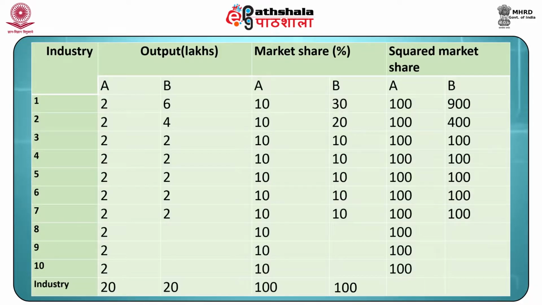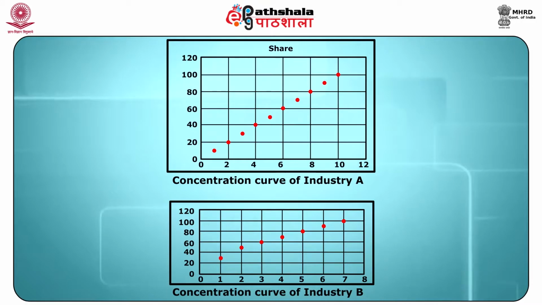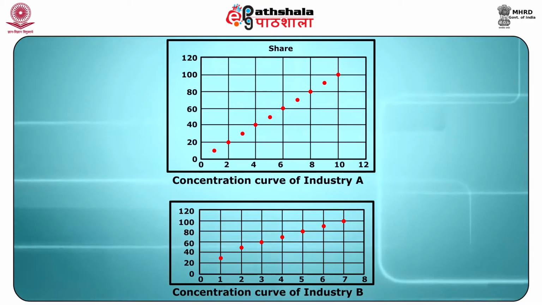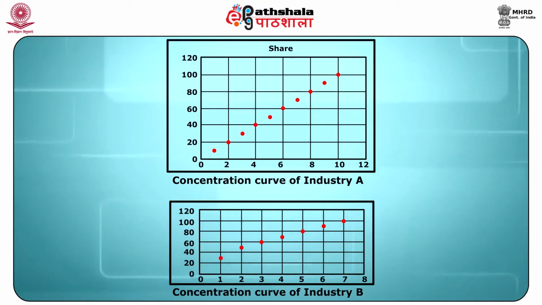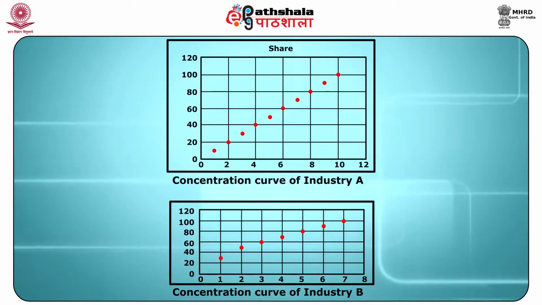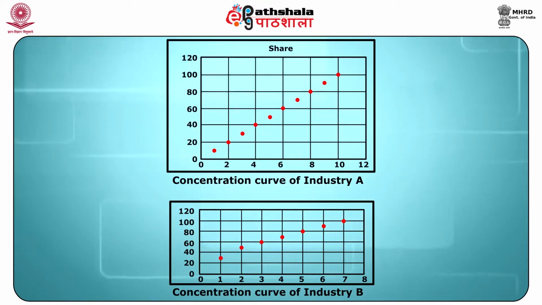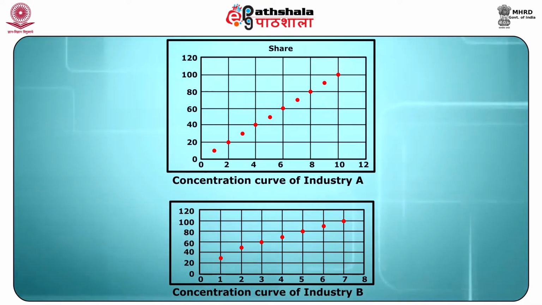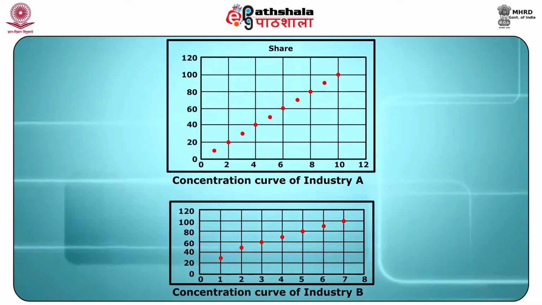As you can see in table 1, firm output and market shares for two hypothetical industries. Figure 2 below shows concentration curves for the two industries A and B. It is clear from the figure that the concentration curve of industry B, when superimposed on that of industry A, lies above it, as expected. Figure 2a shows the concentration curve of industry A. Figure 2b demonstrates the concentration curve of industry B.